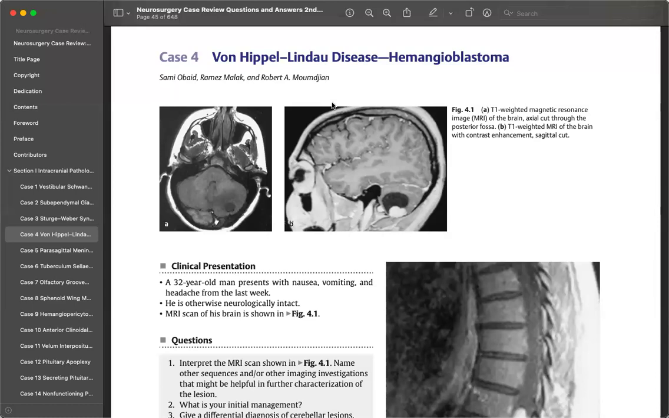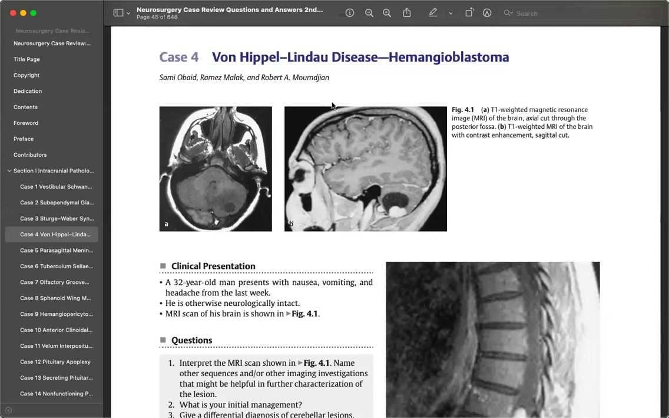So additional sequences that would have been important here include a T2 image, often revealing flow voids, which may be helpful to differentiate hemangioblastomas from pilocytic astrocytomas, of course. An important additional investigation is a vertebral DSA, which may show a richly vascularized nodule and feeding vessels suggestive of a hemangioblastoma.